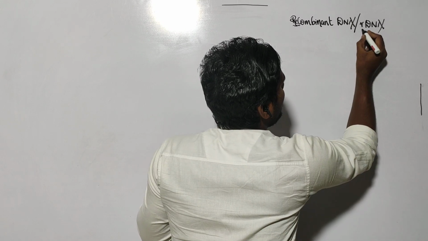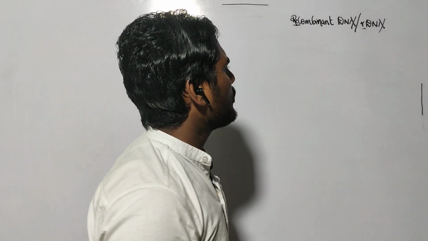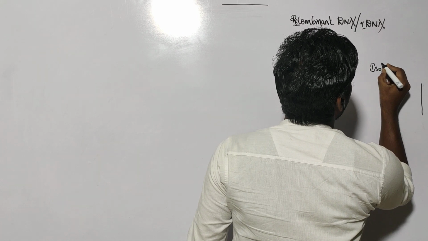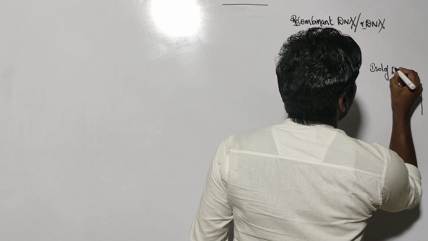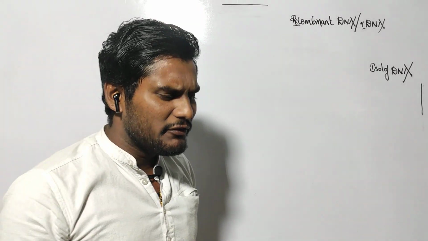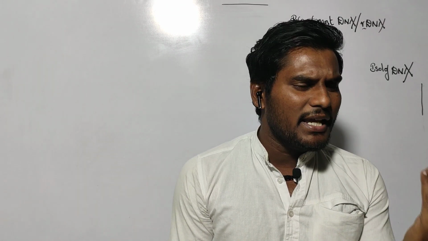To prepare this recombinant DNA, in my previous class we discussed the isolation of DNA. We have to isolate the DNA. The first step is isolation of DNA. You can take the animal cell DNA, the plant cell DNA, the fungal cell DNA, or the bacterial cell DNA. Any DNA you want, you take.